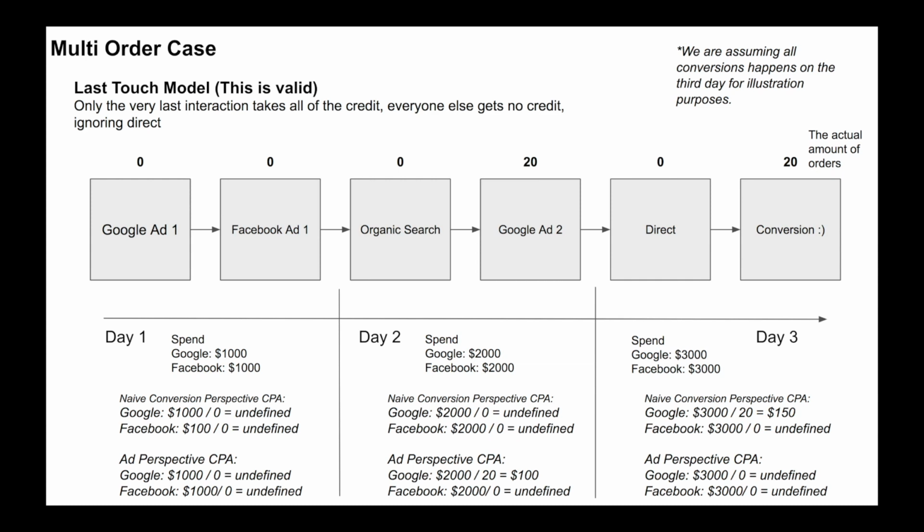The naive conversion perspective doesn't change much, but because Facebook no longer takes that credit because it's too early in the conversion funnel, it is now undefined, and only Google takes the credit. And for day two, it is very similar to platform-specific last touch because Google happened to have that last touch credit, and it will get a CPA of 100.